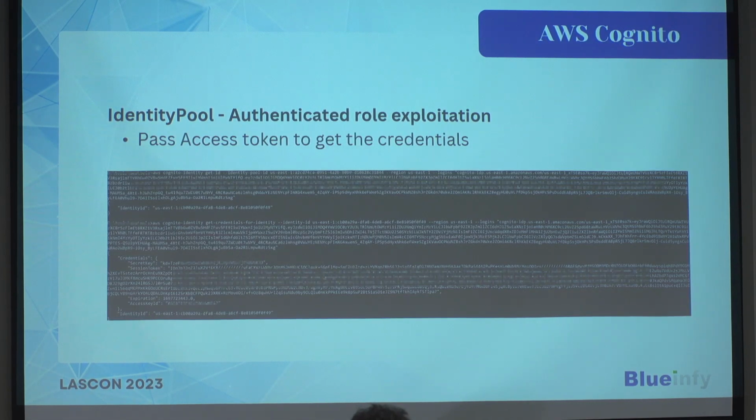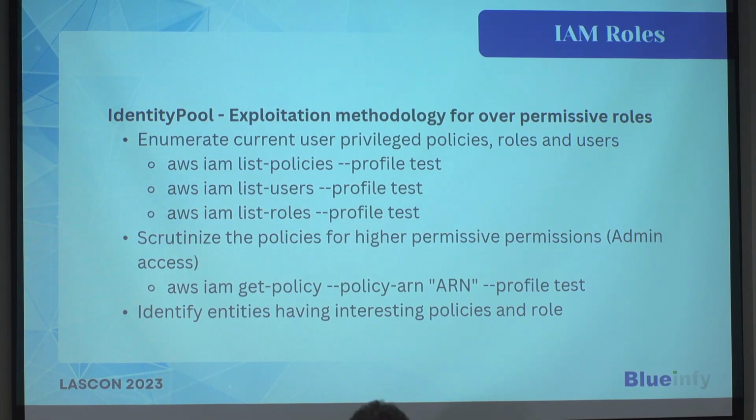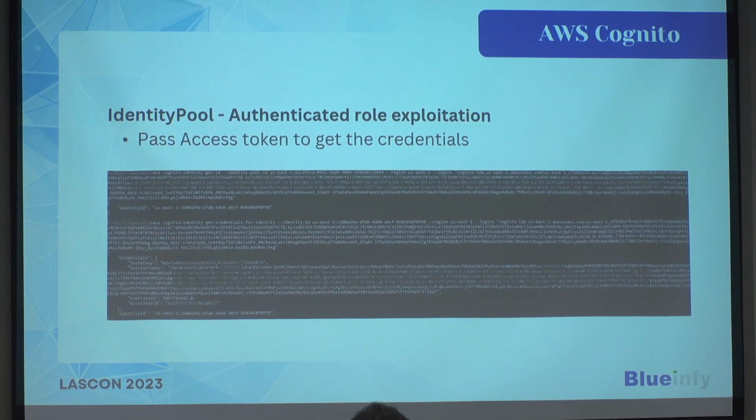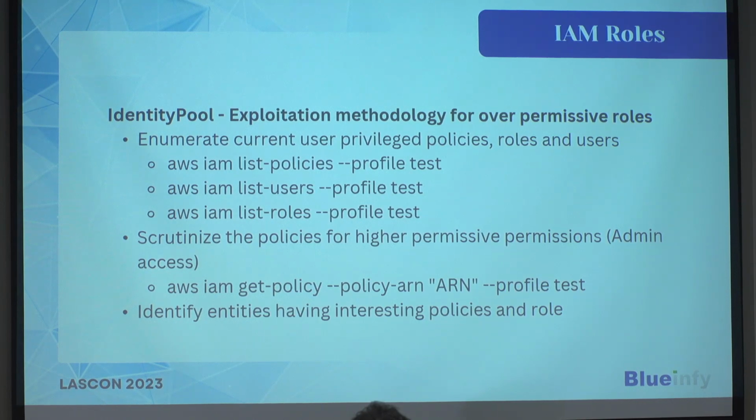So once you get the credentials, you just configure them on your machine, and then you perform the following steps. Once you get the credentials, these are the exploitation methods for privilege escalation. First, you need to list the policies available in your AWS. Then list the users and list the roles.